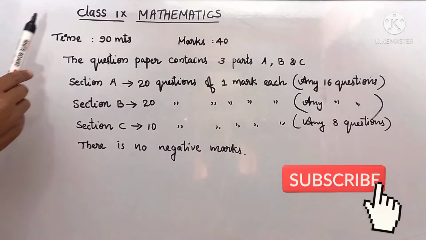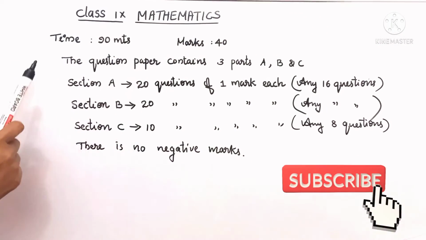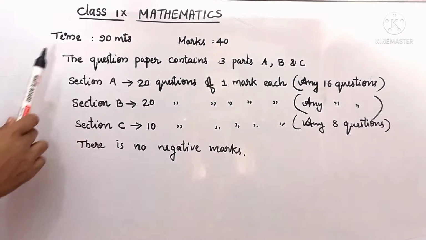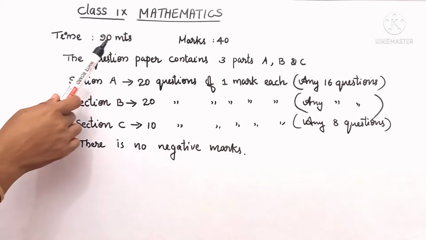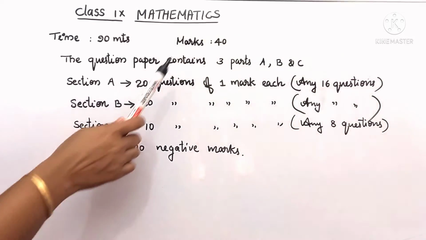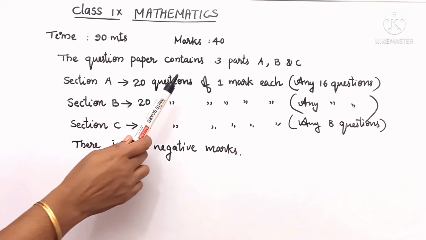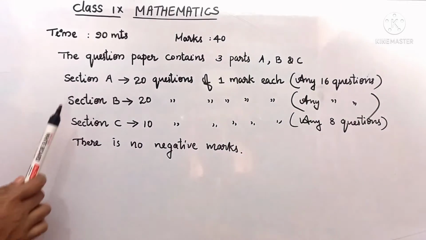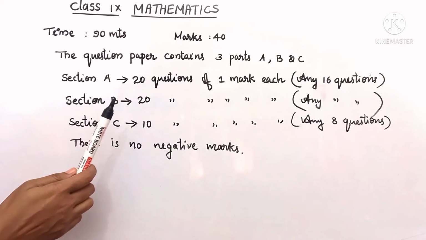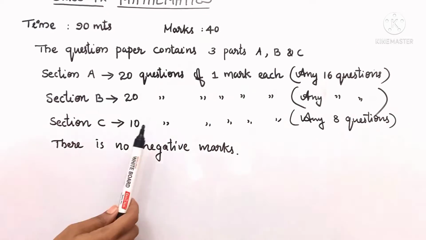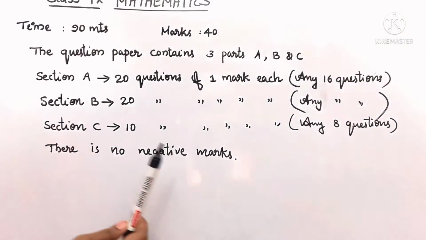Welcome children, welcome to class 9 mathematics model question paper. You will get 90 minutes for solving that question paper, and it is marked out of 40. The question paper contains 3 parts: A, B and C. Section A has 20 questions of 1 mark each. You have to attend any 16 questions.